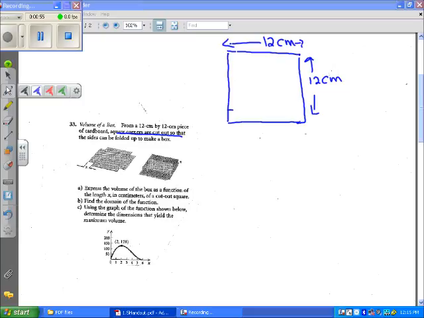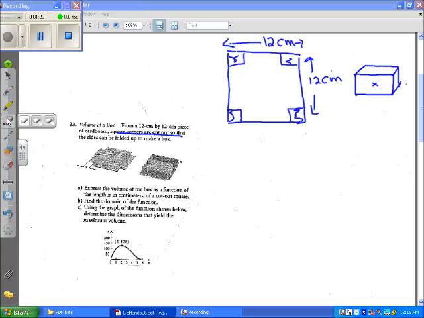So here are the squares taken out of each corner so that we can fold it up. Okay, and then what's going to happen is they're going to cut these pieces out, and then we'll have a box that looks something like this. Okay, and what we're asked to do is to find the volume of this particular box right here. That's what we're asked to do. Okay, so let's go ahead and do that.